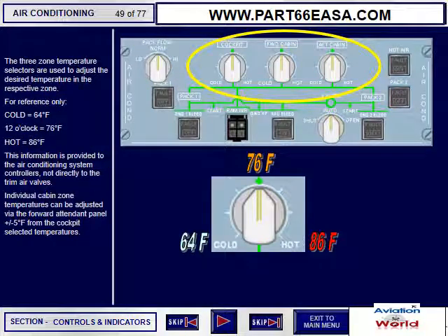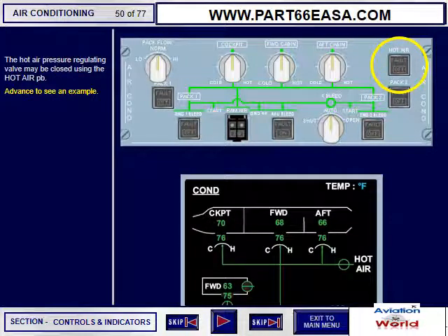The 3 zone temperature selectors are used to adjust the desired temperature in the respective zone. For reference only, cold equals 64 degrees Fahrenheit, 12 o'clock equals 76 degrees Fahrenheit, and hot equals 86 degrees Fahrenheit. This information is provided to the air conditioning system controllers, not directly to the trim air valves. Individual cabin zone temperatures can be adjusted via the forward attendant panel, plus or minus 5 degrees Fahrenheit from the cockpit selected temperatures. The hot air pressure regulating valve may be closed using the hot air push button.